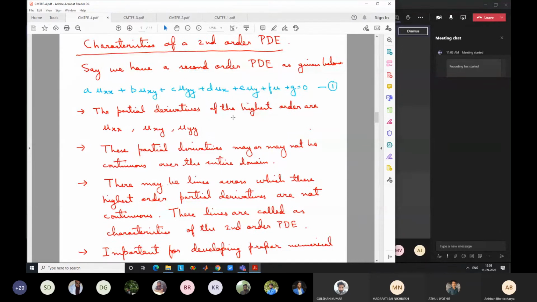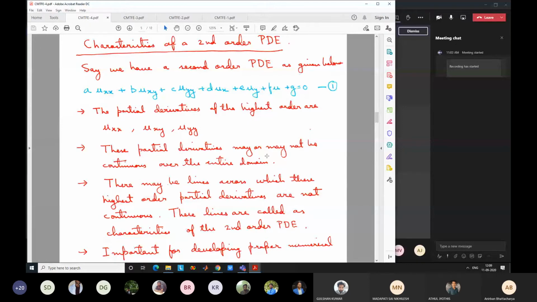The partial derivatives of the highest order are del square u by del x square, plus del square u by del x del y, plus del square u by del y square, which I have written in this shorthand form. These highest order partial derivatives may or may not be continuous over the entire domain. Say you have a problem domain. Consider it as a domain in terms of the independent variables, not just as a space domain. It can be a domain with respect to x and y, or x and time t. So it is a domain with respect to the independent variables.